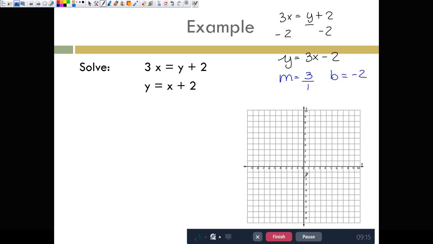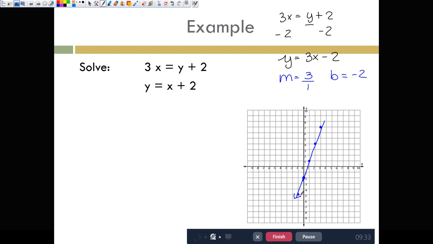So I'm going to start at -2, and I'm going to go up 3, 1, 2, 3, and 1 to the right. Up 3 and 1 to the right again, then graph my line. I could also go down 3 and 1 to the left.